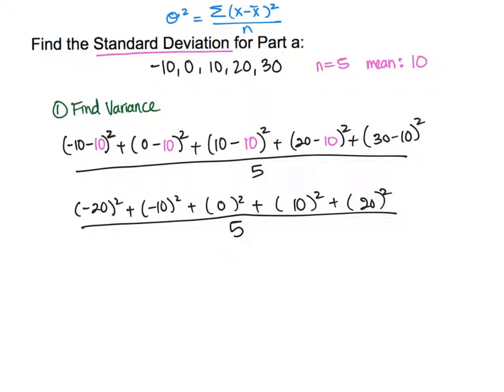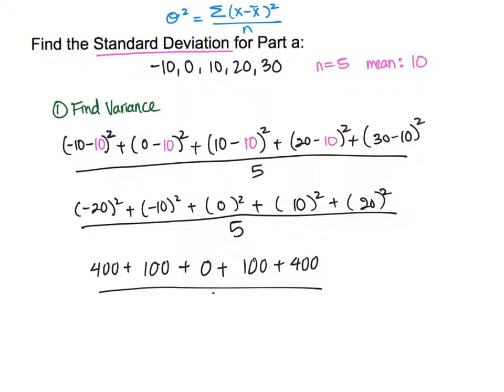Because when you take a number that's negative and you square it, that's like multiplying two negatives, which makes a positive. So if you take negative 20 and square it, you get 400. If you take negative 10 and square it, you get 100. 0 squared is 0. 10 squared is 100. And 20 squared is 400. Divide that all by 5.